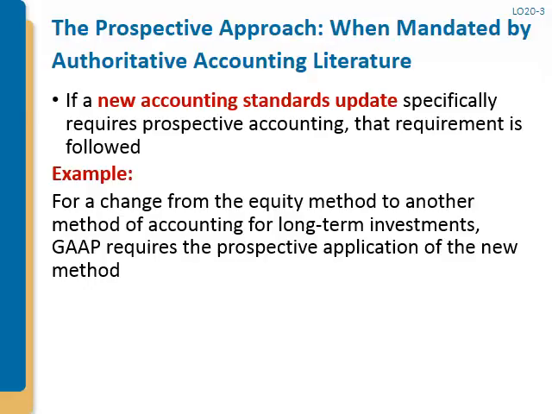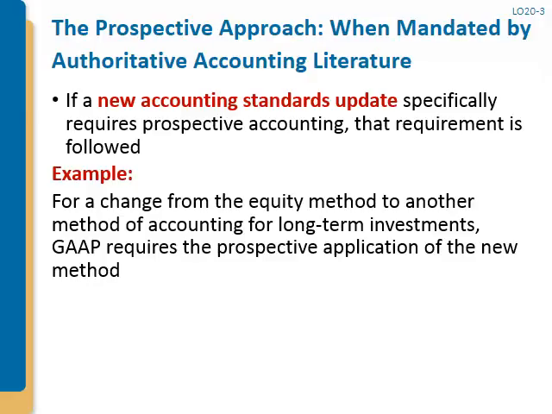Recall from Chapter 12 that when investors' level of influence changes, it may be necessary to change from the equity method to another method. This could happen, for instance, if a sale of shares caused the investor's ownership interest to fall from, say, 25% to 15%, resulting in the equity method no longer being appropriate.